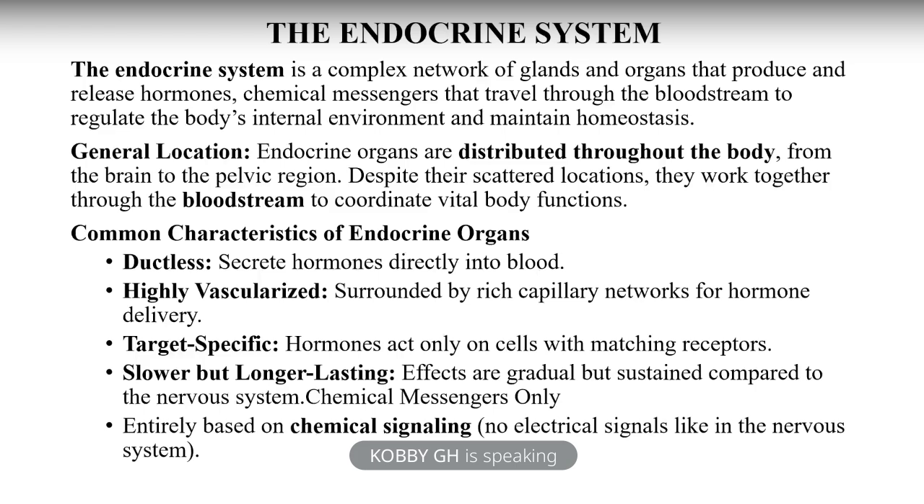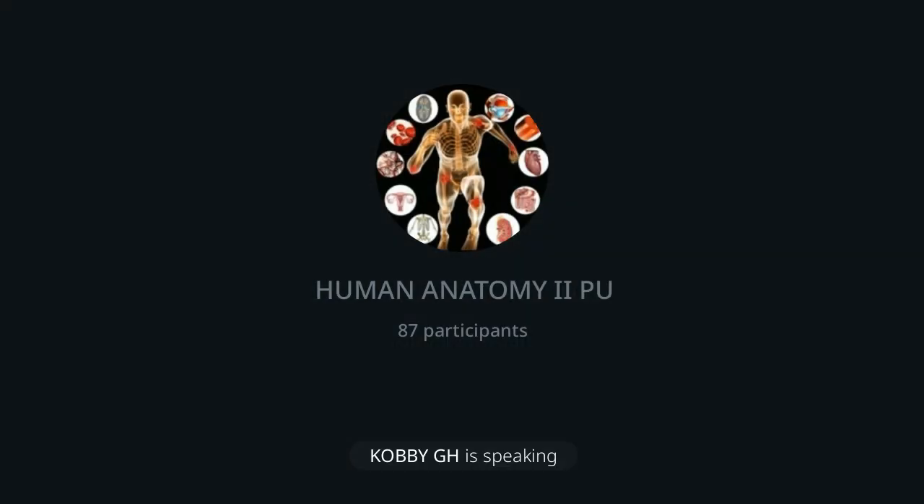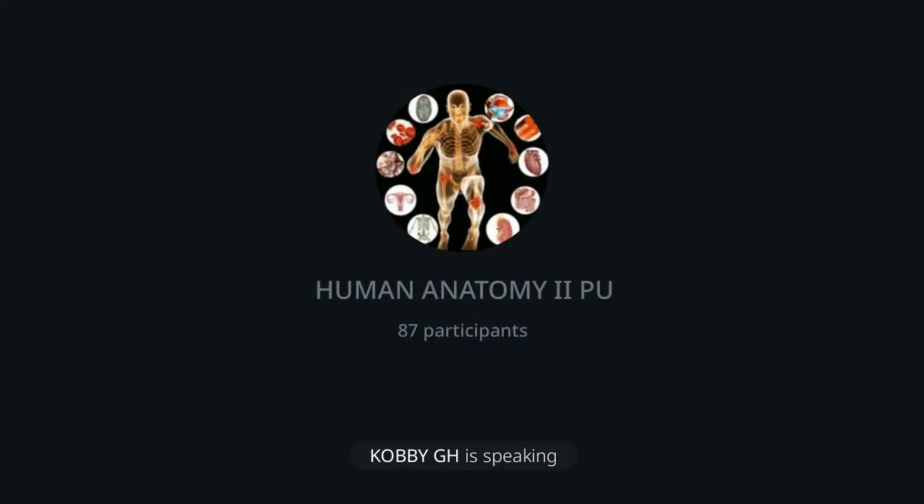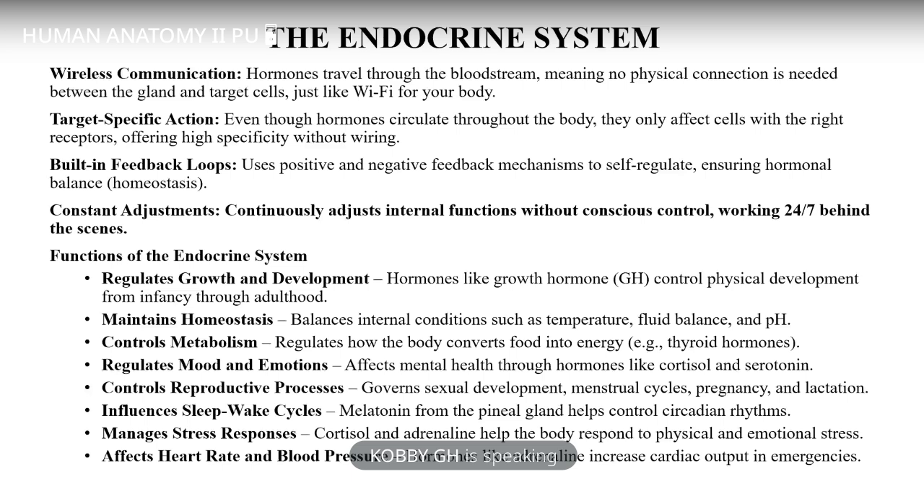Okay, good. So let's look at some concepts I have over here. So we have wireless communication. When you take the endocrine system, how it works is like wireless communication. Let me give you an example. If you take a communication system like MTN, now MTN has its signals in different regions, or they have their antennas in different regions.